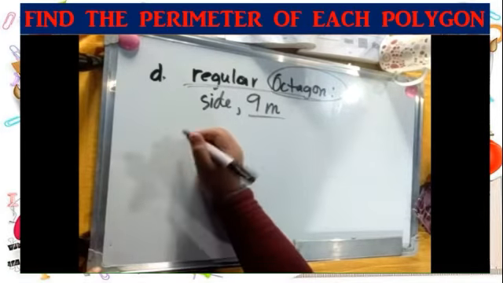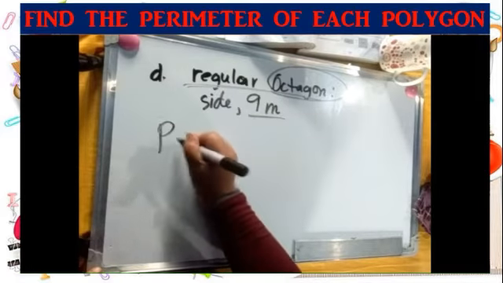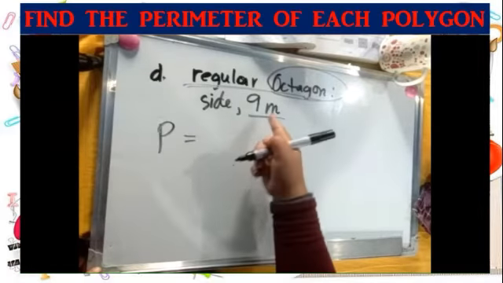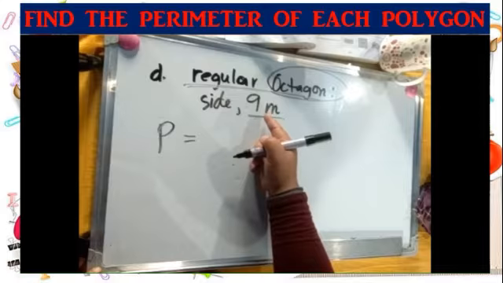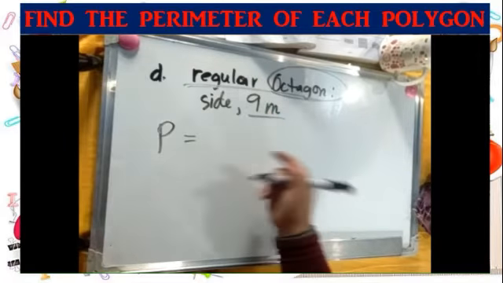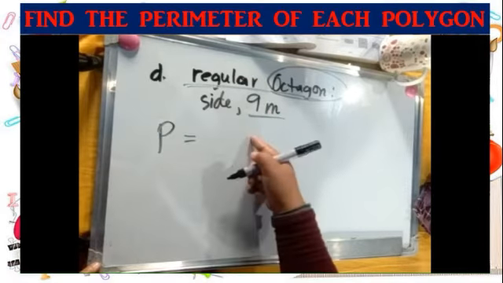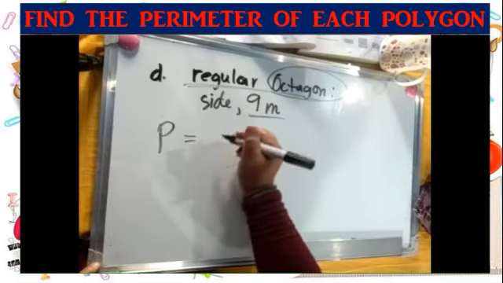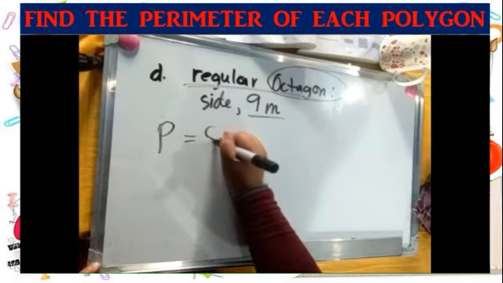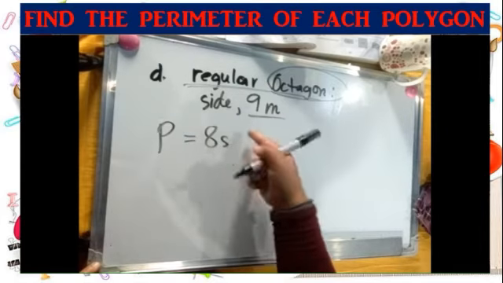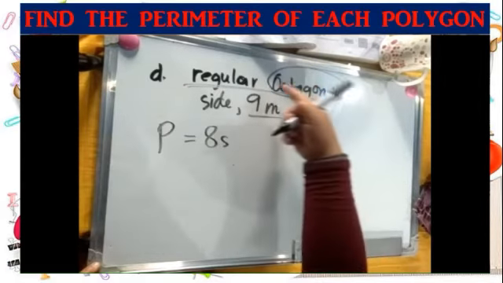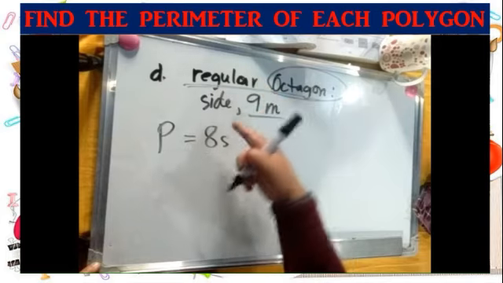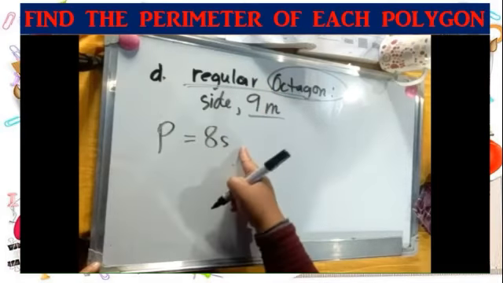So, how to get the perimeter of this? We have to multiply. How to get the perimeter of a regular octagon? We have to multiply 8 by the sides. The octagon has 8 sides, and all its sides are equal. So, 8 times side. Okay?